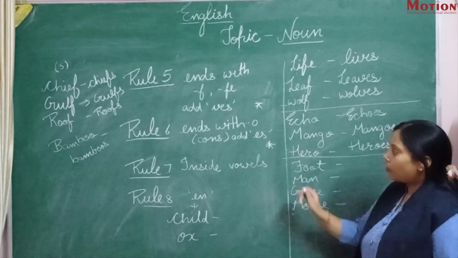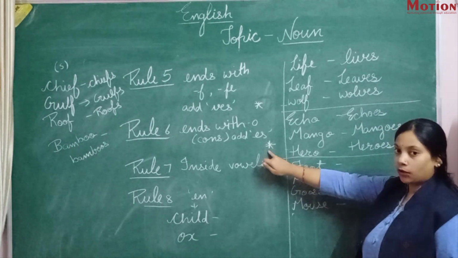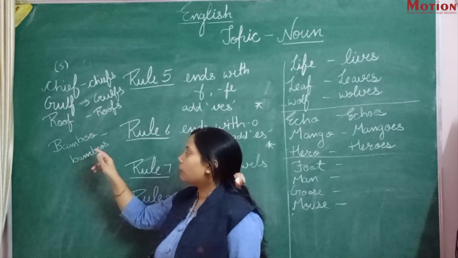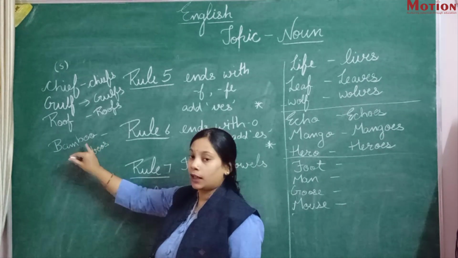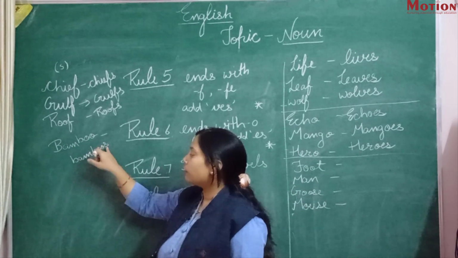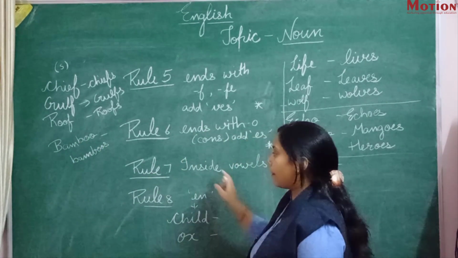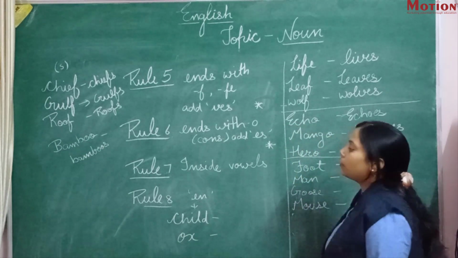Okay, I have also marked a star over here. There are some words which have double o, so we use only s after the double o. Okay, there is an exception. Now the rule number 7.